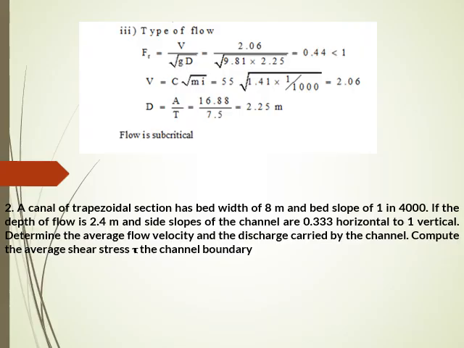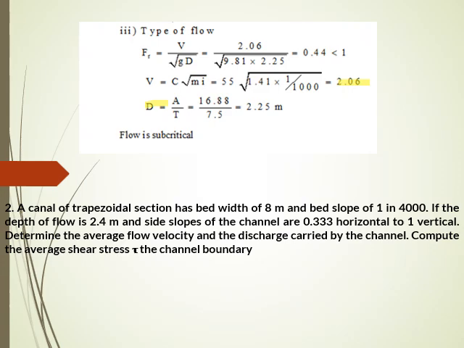We may get the value of V as 2.06. Let's substitute it in this equation. For D, either we can use the depth of flow, or we can go with the hydraulic depth, that is A by T. Then you can go with the depth of the channel, which is about 2.25. So 2.06 is the velocity, g is 9.81, D is 2.25. You can substitute all these values.